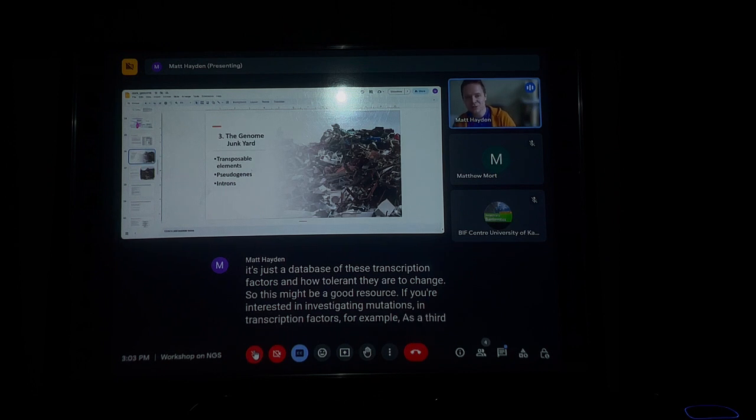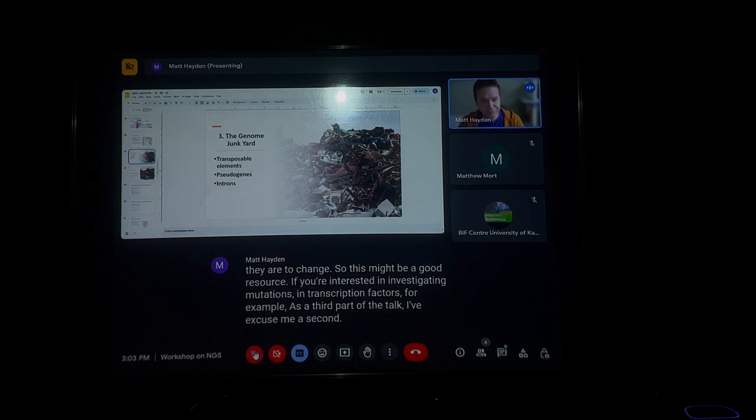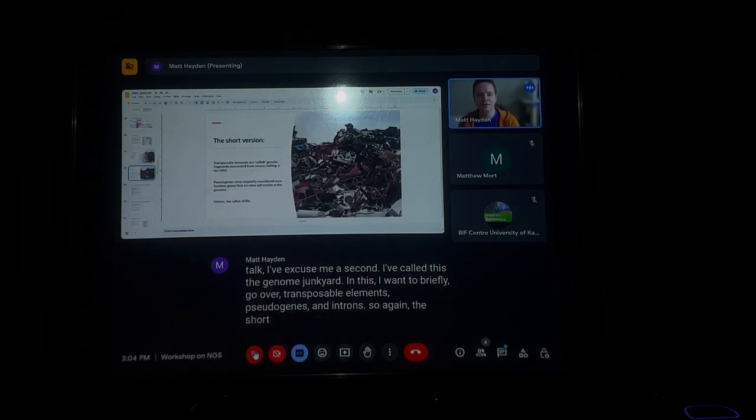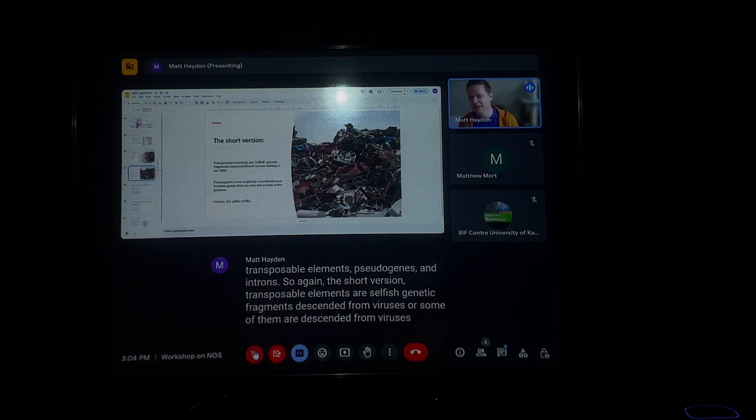The third part of the talk, I've called this the genome junkyard. In this, I want to briefly go over transposable elements, pseudogenes, and introns. So again, the short version, transposable elements are selfish genetic fragments descended from viruses, or some of them descended from viruses, and they live in our DNA. Pseudogenes were originally considered once functional genes that are now old mutated relics in the genome.